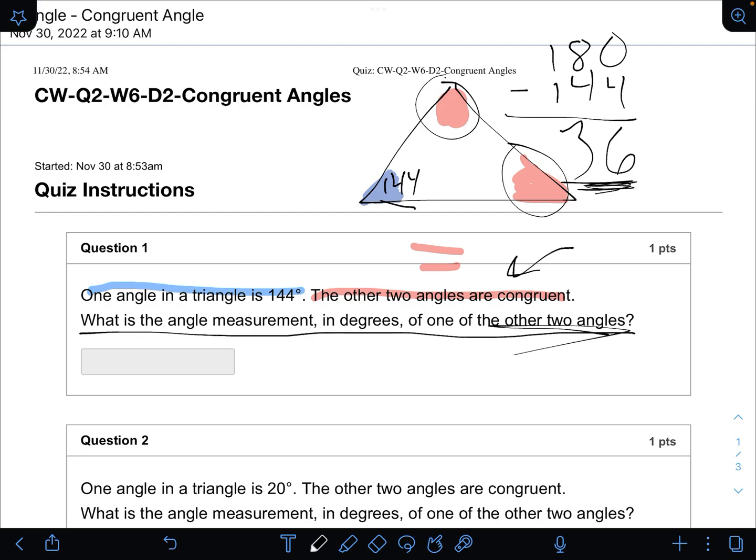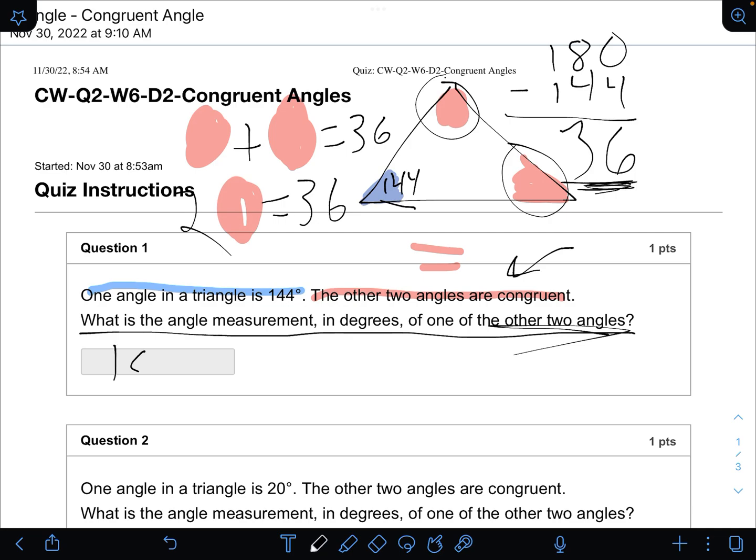Oh, wait, these are the same angles. So if they're the same angles, then one of the angles plus that same angle is 36. So if I double this angle, I get 36. Can you think of a number doubled that would give you 36? Or you could think about half of 36, which would be 18. So that would be our missing number.